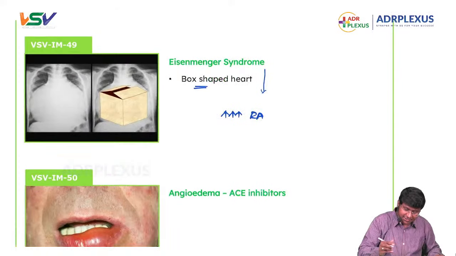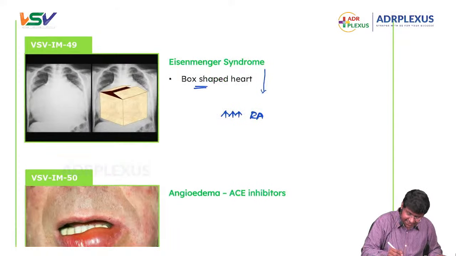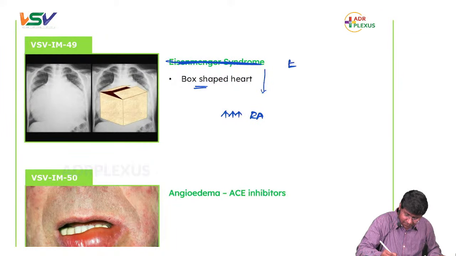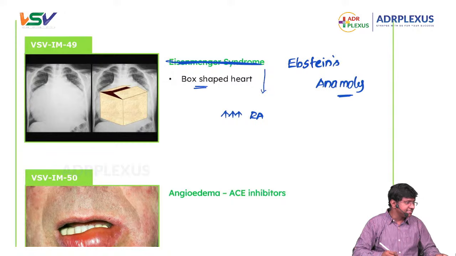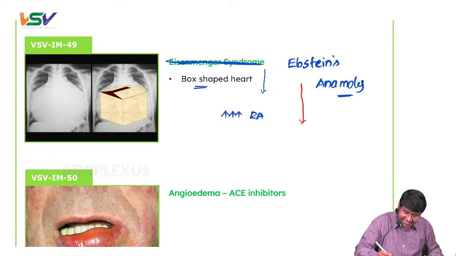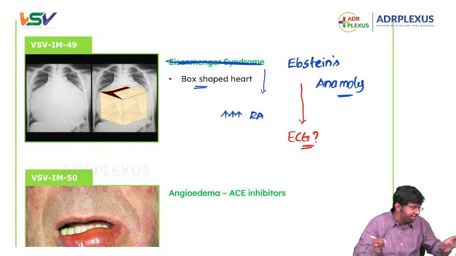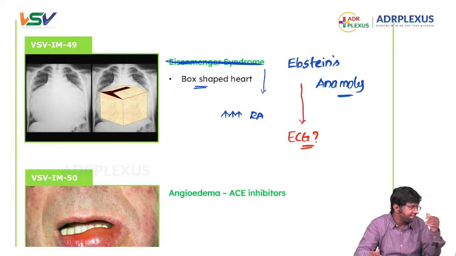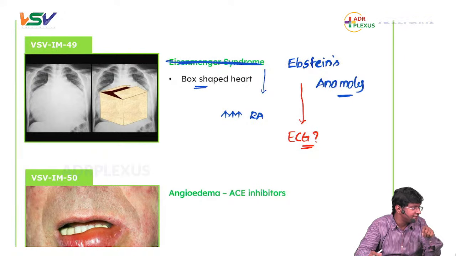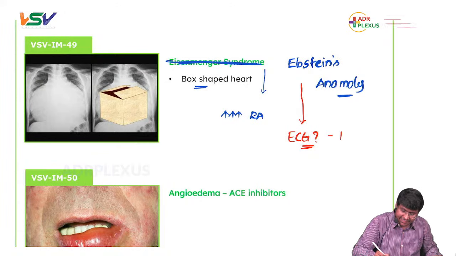Now this is not Eisenmenger's, please strike this off. This is Ebstein's anomaly, please make a correction of it. Now tell me, what can be the ECG changes anticipated in these patients? Patients with Ebstein's are at increased risk of right axis deviation. Any other? Very good, Monish, they are at increased risk of development of WPW syndrome.